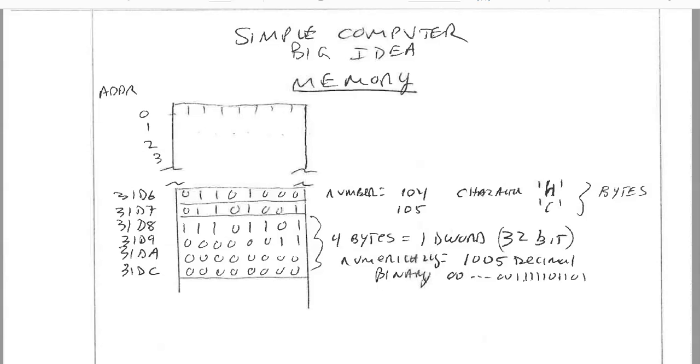Hello CS240 students. This will be the first big idea that you need to know for understanding machine language and assembler. And the first big idea is memory. So we all understand that computers have memory which stores stuff.